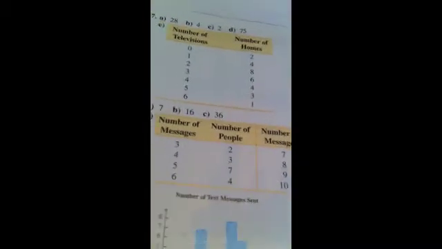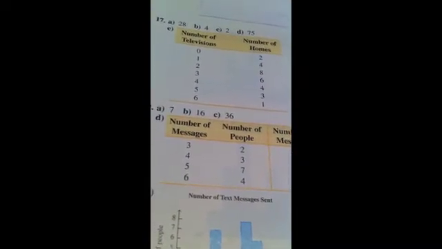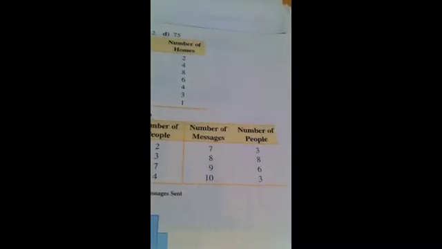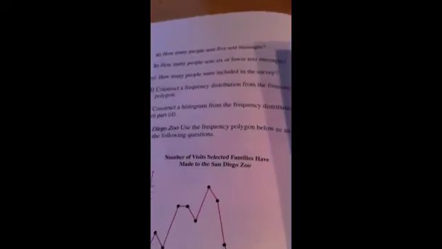Just make sure that's right. Sometimes I don't trace over well. So 3, 2, 4, 3, 5, 7, 6, 4, 7, 3, 8, 8, 9, 6, 10, 3. Cool, we match.